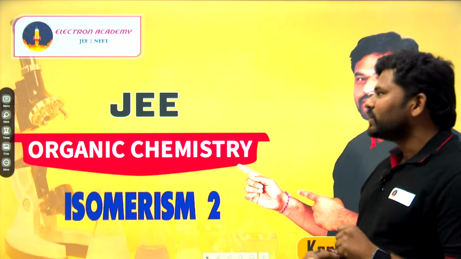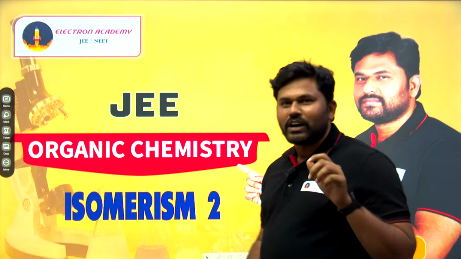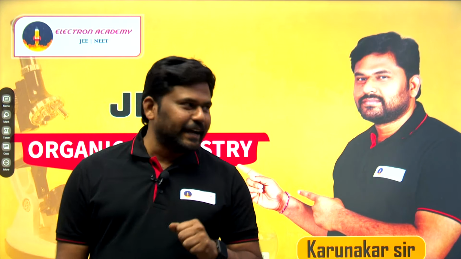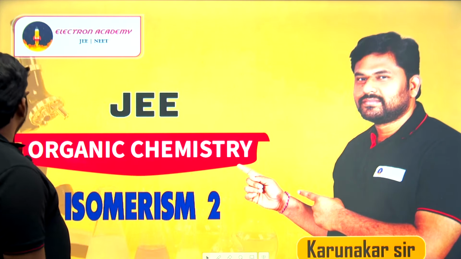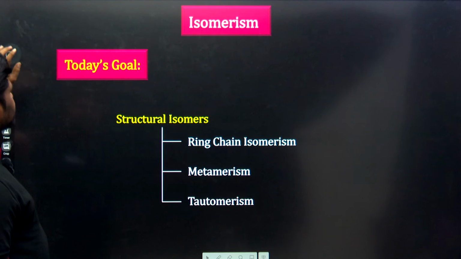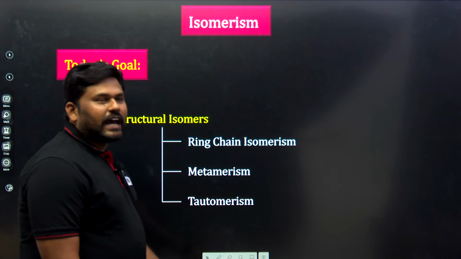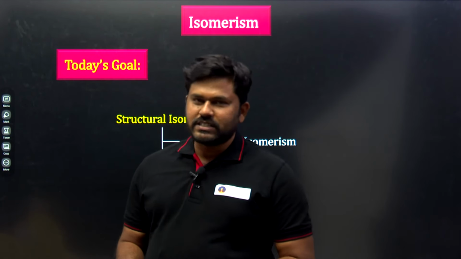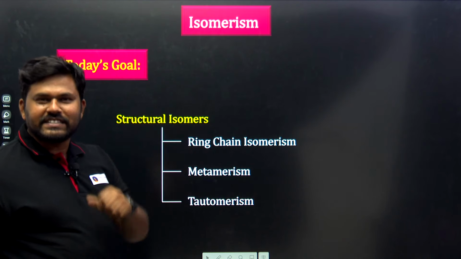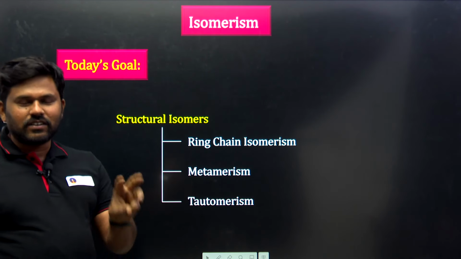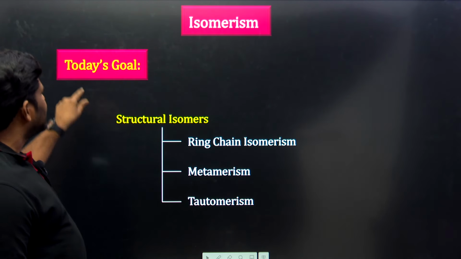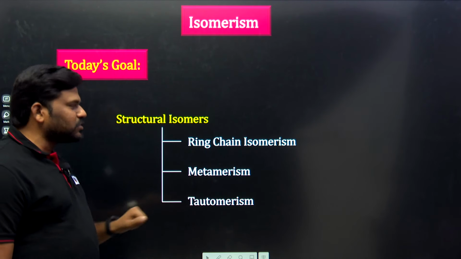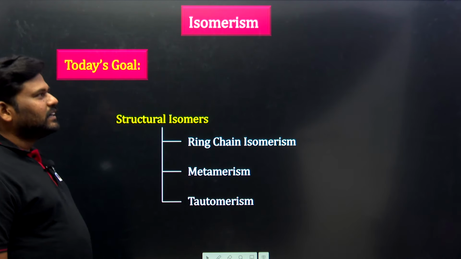In isomerism part 2, what do we have to learn? Last class, what did we finish? Chain isomerism, positional isomerism and functional isomerism we finished. In structural isomerism there are 6 types in total. In the last session we finished three, and the remaining 3 isomerisms we will discuss in this session.